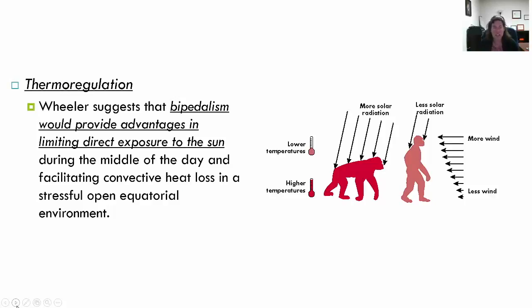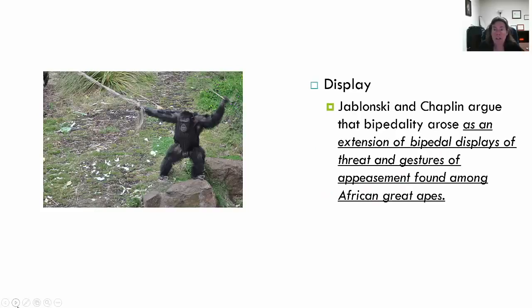One of the more interesting hypotheses for the evolution of bipedality is that of thermoregulation. Wheeler suggests that bipedalism would provide advantages to limiting direct exposure to the sun during the middle of the day and facilitating convective heat loss in a stressful, open, equatorial environment. But there's not any evidence to support that.